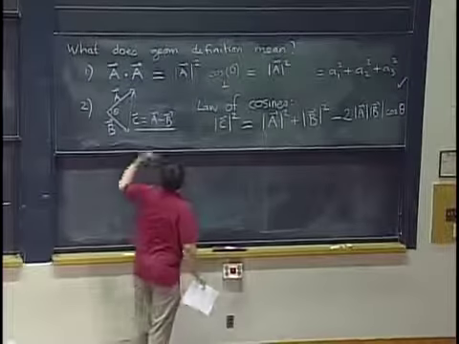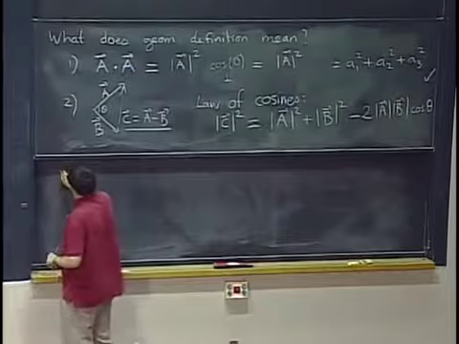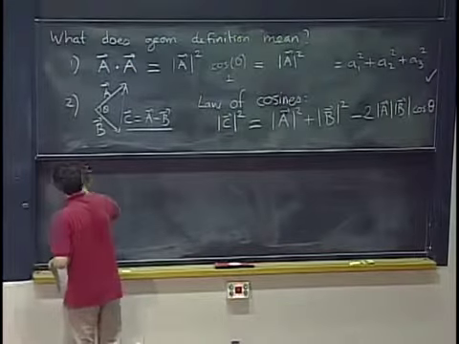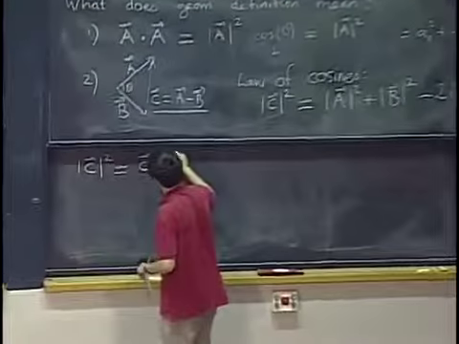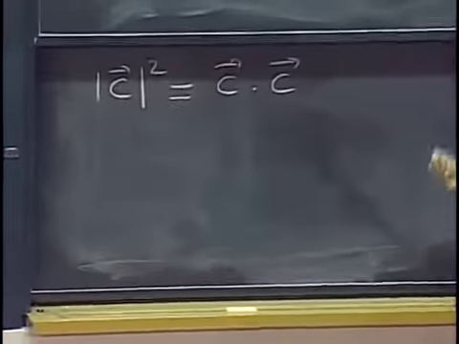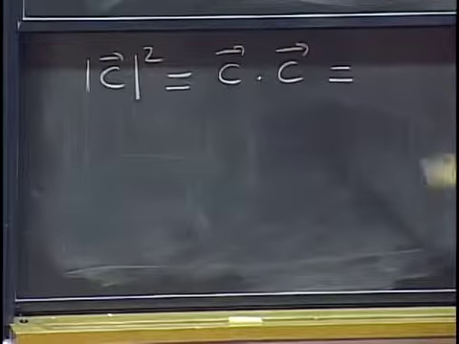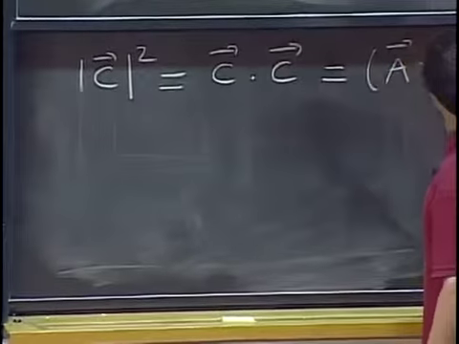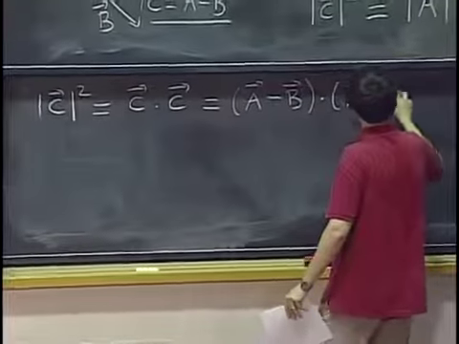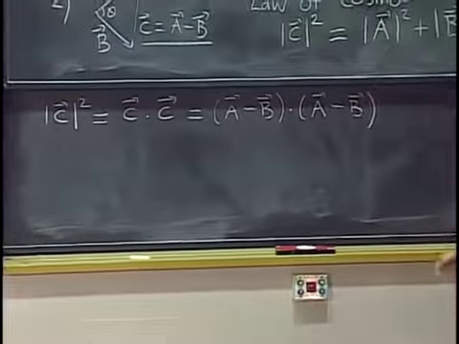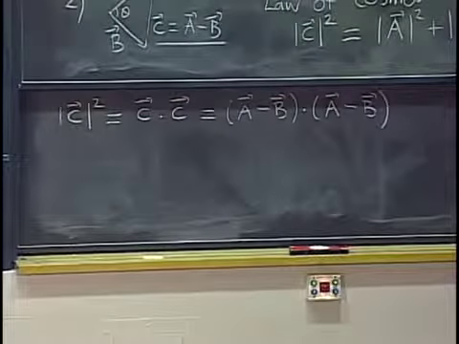So let's try to see how this relates to what I'm saying about the dot product. So I've been saying that length C squared, that's the same thing as C dot C. Okay? That we have checked. Now, C dot C, well, C is A minus B. So it's A minus B, dot product A minus B. What do we want to do in a situation like that? Well, we want to expand this into a sum of 4 terms.